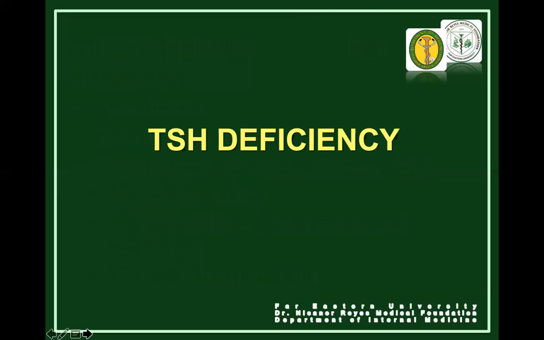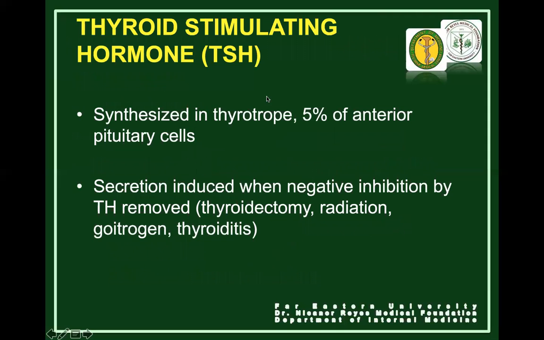Okay, last we have the TSH deficiency. Again, the TSH is synthesized in your thyrotrope, which composes about 5% of your anterior pituitary cells. Secretion is induced when negative inhibition by thyroid hormone is removed. So again, due to negative feedback. Thyroidectomy, radiation, goitrogens, or thyroiditis are the ones that may stimulate your TSH.